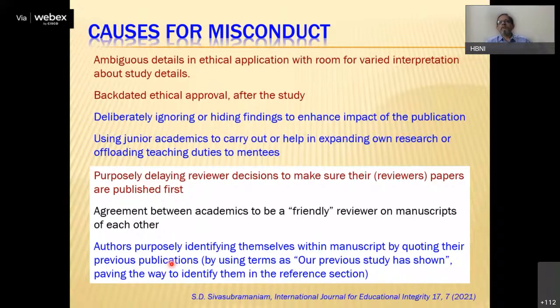But then this has really not much meaning, because within the manuscript, whatever the text of the manuscript, you simply write a term saying that our previous study so-and-so has shown, and you give a reference. So it's immediately noticed that, look, this particular study has been done by so-and-so person. And also these days, research fields are so specialized that it's not too difficult to find out who are the authors of a particular research work. Okay.